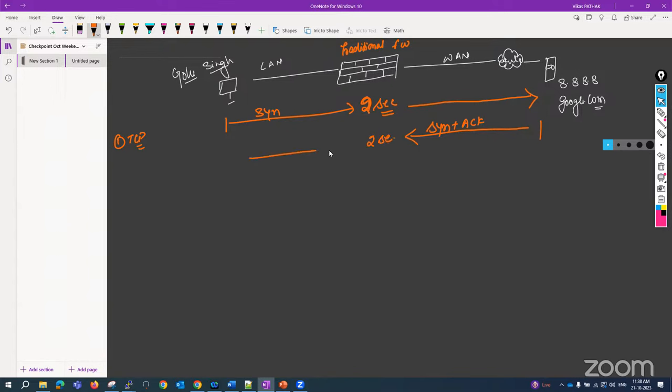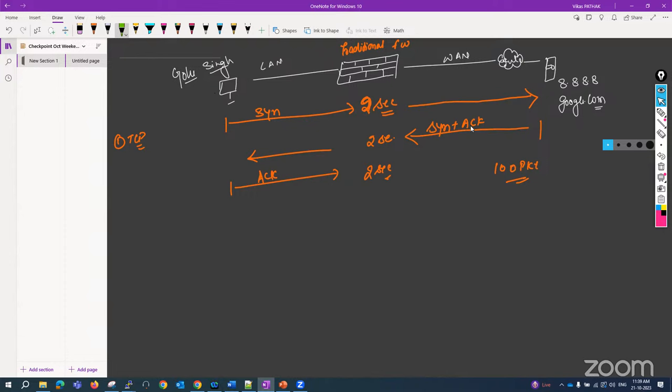Right? And it will come to here. Then the last from the source will be ACK. Again, 2 seconds. Right? Now understand this. This server has to send the 100 packets from source to destination, right? To provide the Google page to the source.